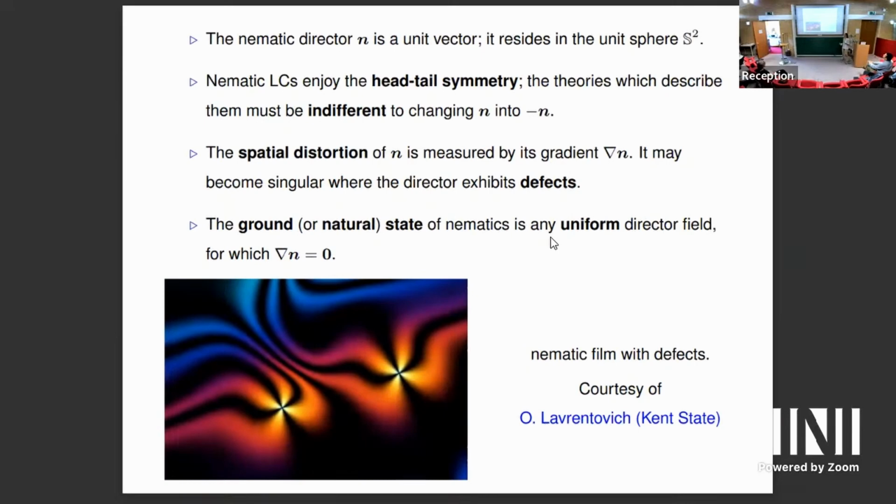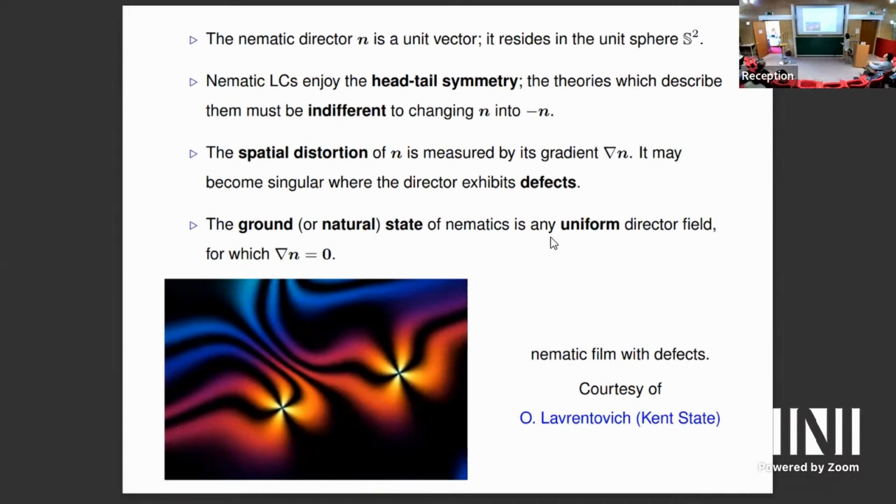it has head-tail symmetry, which means that if we exchange the head and the tail of every elementary constituent, their interactions with the neighboring molecules remain unaffected. And so the nematic director is non-polar. And the theory which describes the nematic liquid crystals must be indifferent to changes of n into -n.